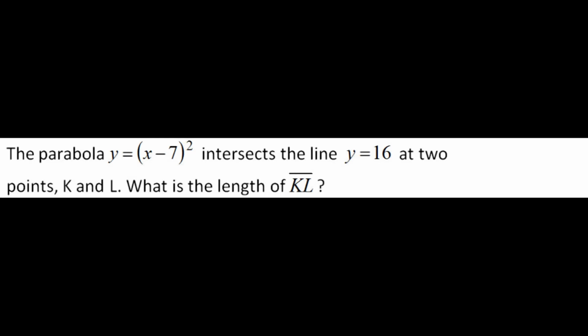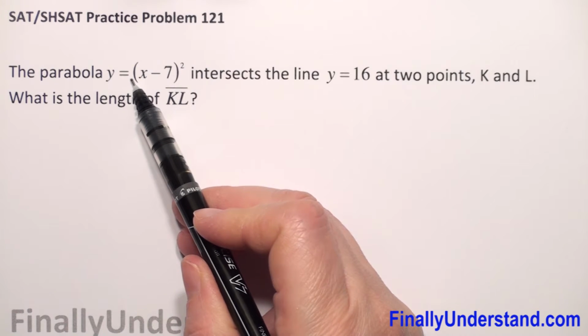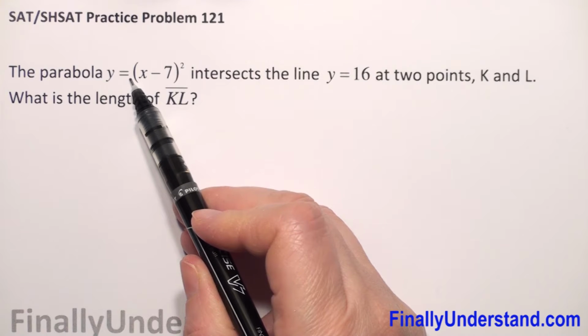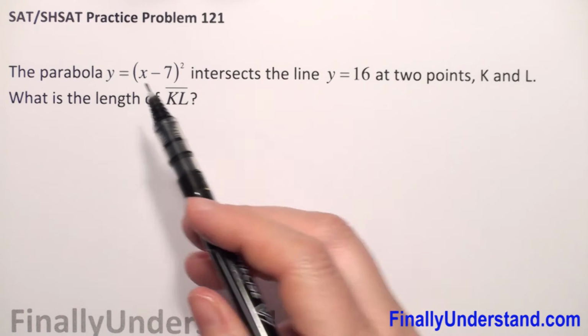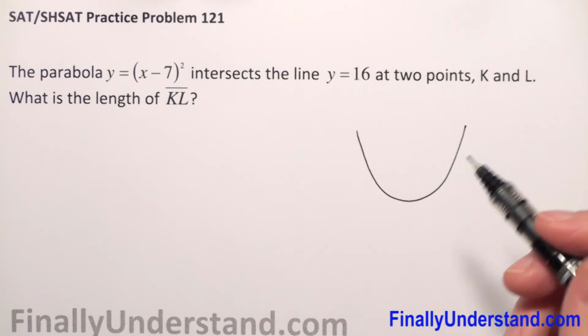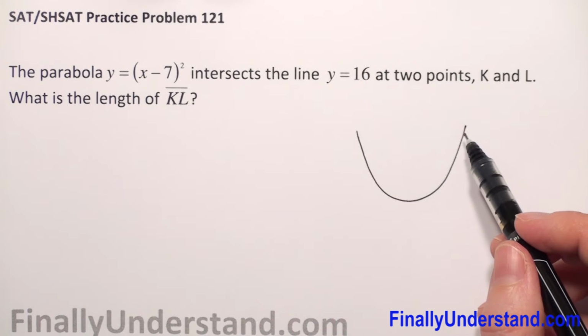The parabola y equals (x minus 7) to the second power intersects the line y equals 16 at 2 points, K and L. What is the length of segment KL? So let me sketch our parabola. Because the coefficient before (x minus 7) squared is positive, it means that the parabola opens up. What else? This is our parabola y equals (x minus 7) to the second power.